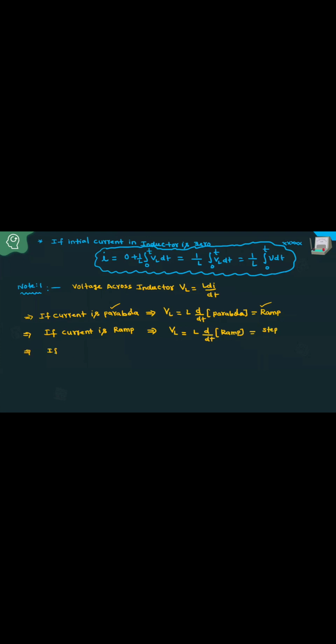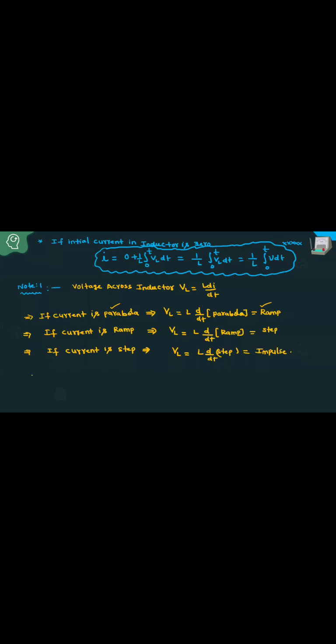If current is step, then what is the voltage across the inductor waveform? Differentiation of step, what does it give? Impulse. Differentiation of step gives the impulse.